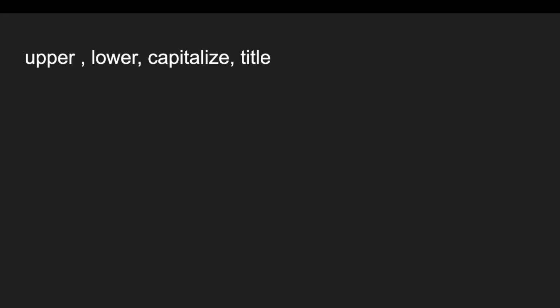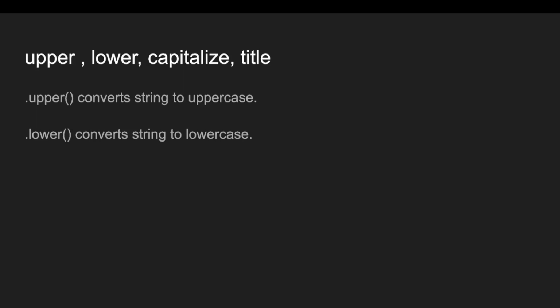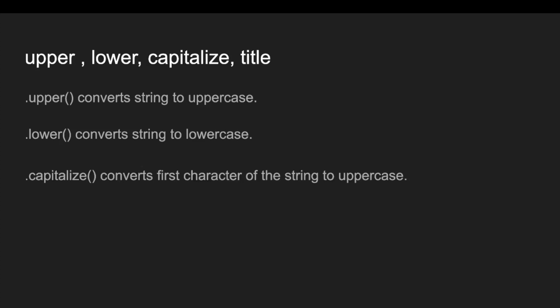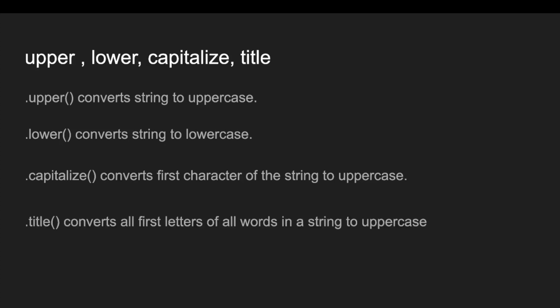Now let us see the functions upper, lower, capitalize, and title. The upper function converts the given string completely to uppercase. The lower function converts a given string completely to lowercase. The capitalize function converts the first character of a given string to uppercase. The title function converts the first letter of every word in a given string to uppercase. Let us see this in action.